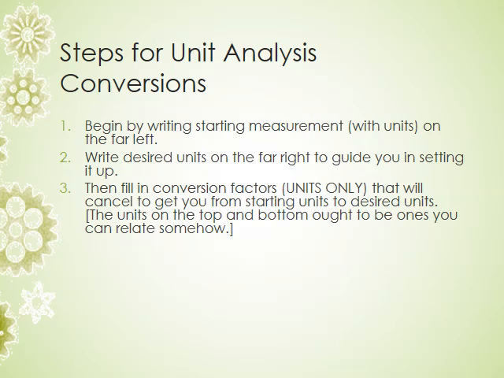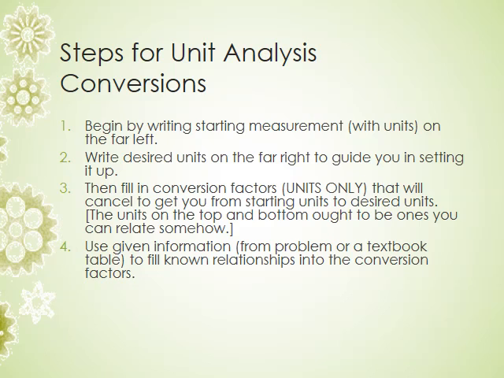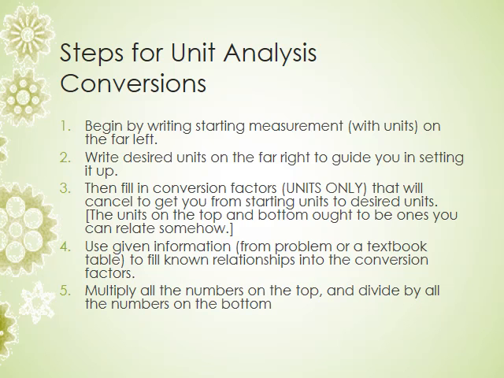Now these conversion factors will just be the units. If the units are going to cancel to get me from my starting units to the desired units, then I will have a strategy in place. Note that also the units that I put on the top and the bottom of the conversion factors ought to be ones that somehow I can find some equality or relationship. I'm going to use given information. It might be in the problem, it might be on a textbook table, to fill in those relationships into the conversion factors. And then I'm going to multiply all the numbers on the top and divide by all the numbers on the bottom.